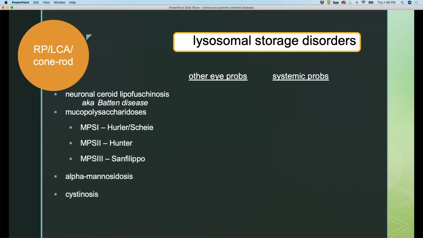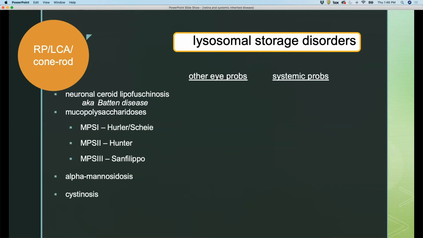Does Batten disease have an optic neuropathy? I'm not sure, but I think a lot of these diseases that cause retinitis pigmentosa do cause optic nerve pallor. Yeah, that's true. Like optic atrophy. But I'm specifically asking about the mucopolysaccharidoses.